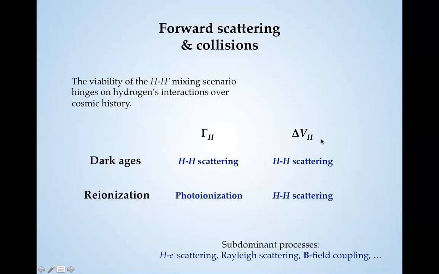So hydrogen's interactions are crucial in this scenario because they help to determine the timescale for mixing to equilibrate. They show up in gamma os. And so you can read this as a table, and it's pretty simple. During the dark ages, the dominant process for both forward scattering and collisions is hydrogen-hydrogen scattering. But then that changes during reionization. The largest contribution to the collision rate switches over to photoionization. And then other processes are active, of course, but we show that they are all subdominant.